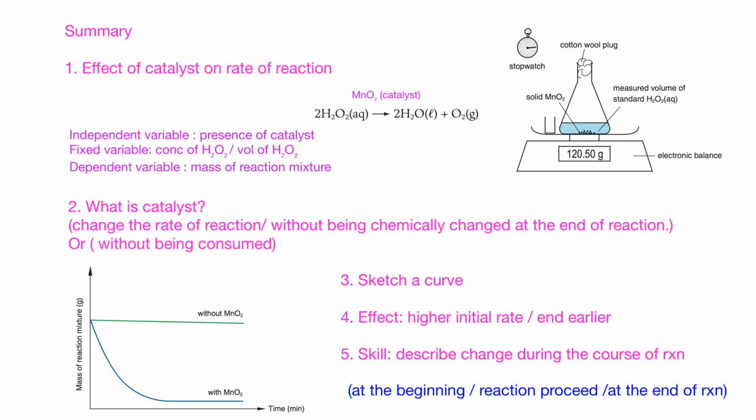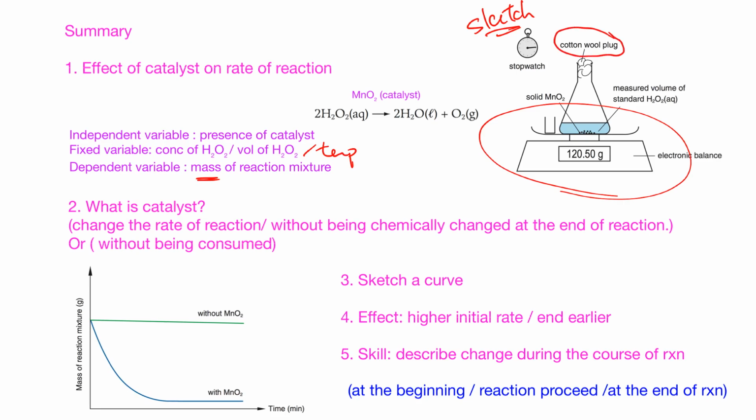So to summarize this video, we learned that catalysts can speed up the rate of reaction, and if we do a comparison between with catalyst and without catalyst, the presence of catalyst will be the independent variable. For fixed variables, you have to focus on the concentration, volume, and also the temperature of the reaction mixture. And finally, because we are using an electronic balance, we are measuring the mass of the reaction mixture. So this is the sketch of the setup. Pay attention to that. We have a cotton wool plug here to allow the gas to escape, together with preventing the exit, in this case, of hydrogen peroxide from jumping out.